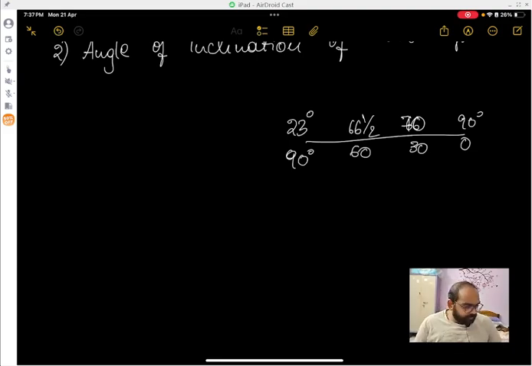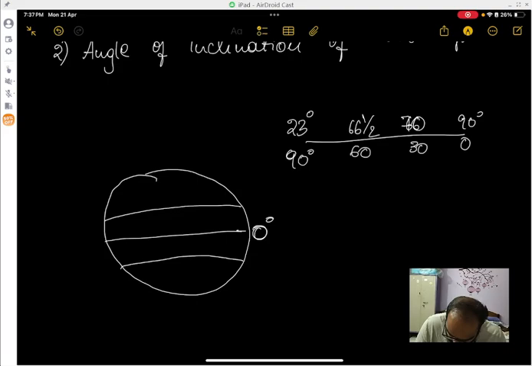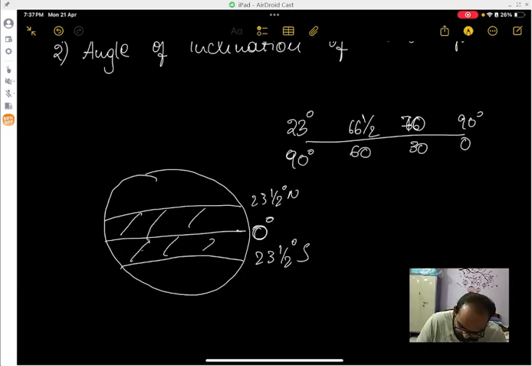Depending on this, we have discussed in the first class itself, we divide Earth into three different zones: torrid zone, temperate zone, and frigid zone. If you take Earth, there is the equator, and the Tropic of Cancer and Tropic of Capricorn, that is 23.5 degrees north and 23.5 degrees south. This region is torrid.